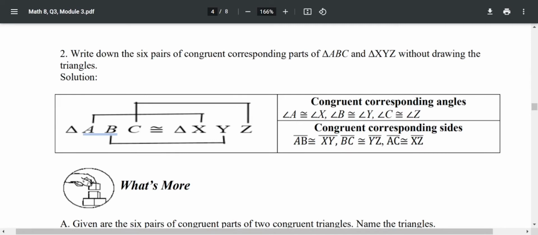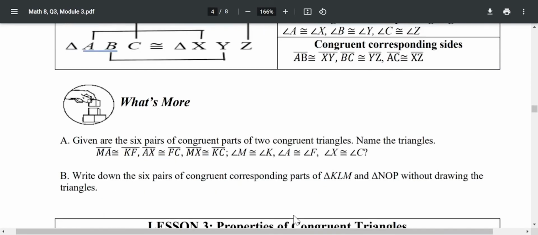So, ang atong side AB is congruent to side XY. Then, side BC, kaning duha ka letters, last two letters, is also congruent to the last two letters sa atong ikaduha nga triangle. So side BC is congruent to side YZ. And then, side AC is congruent to side XZ. So, ingon na ra pag-determine sa congruent corresponding parts based only on the given name of our congruent triangles.